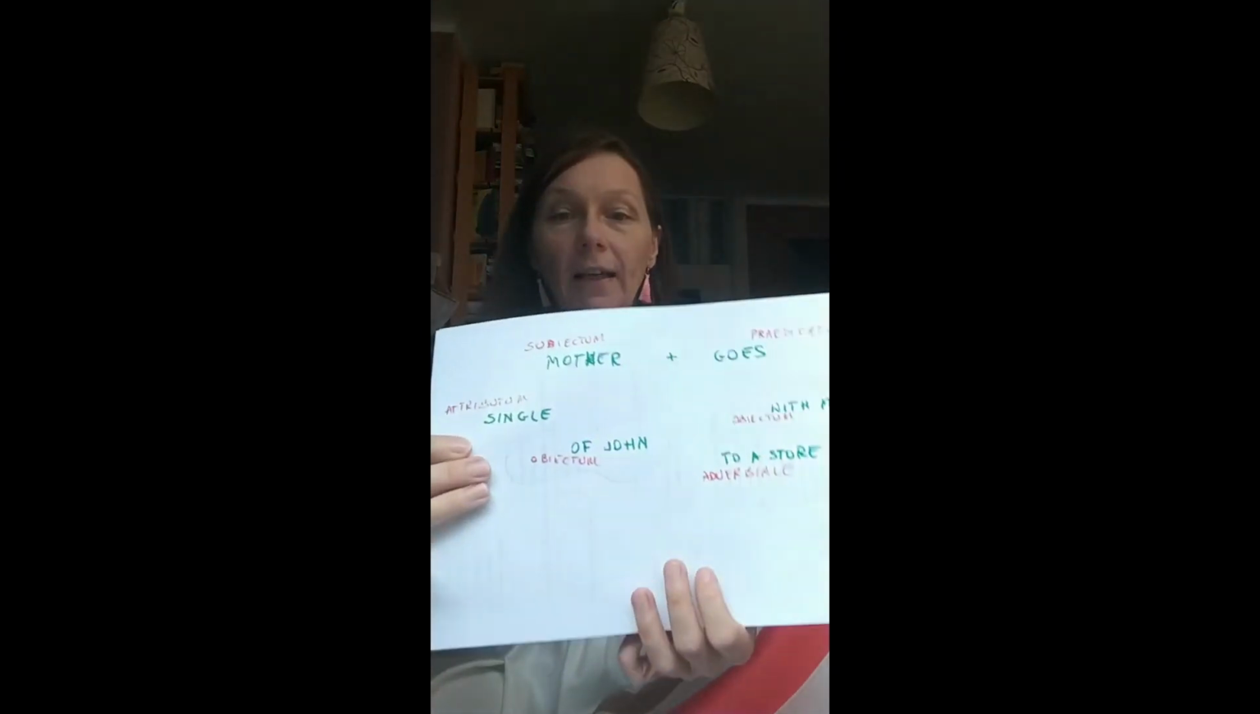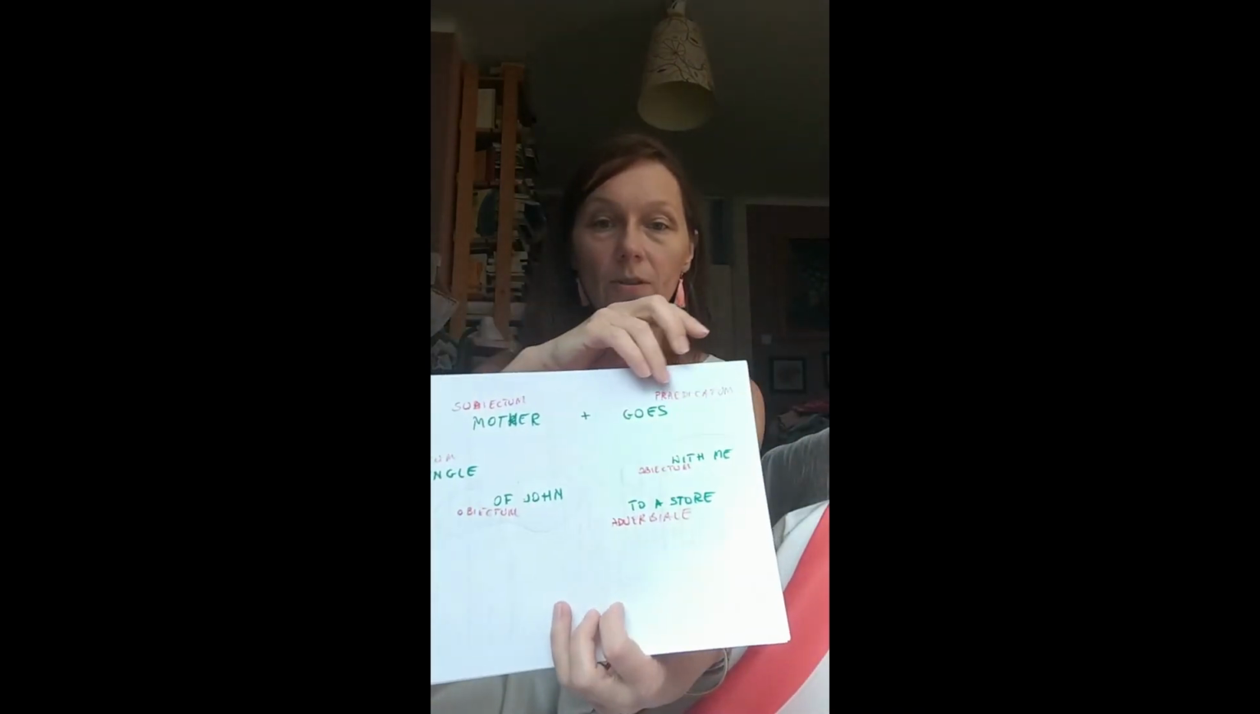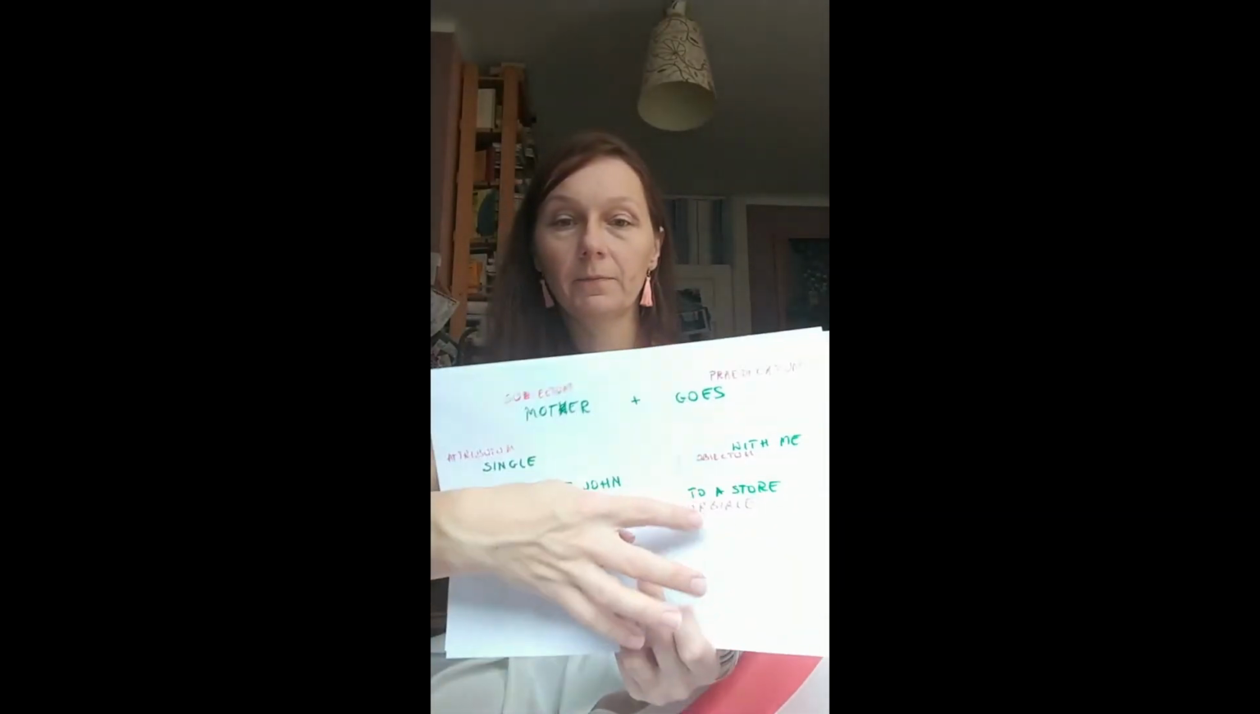Okay, so that's more or less it. Now, I said how it is in Polish. I will show you in English how it looks. It's like that. I said that, right? Subject, mother, and here goes the predicate, and here to a store would be the adverbial, right?